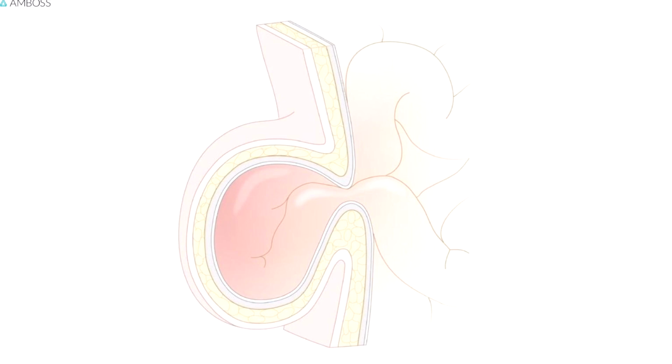So here's an illustration representing a hernia. This is the abdominal wall, and these are the intestinal contents that have herniated through the wall. A hernia becomes incarcerated when the intestinal contents cannot be reduced back into the abdominal wall.